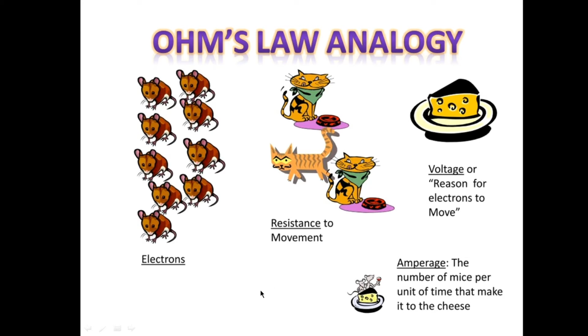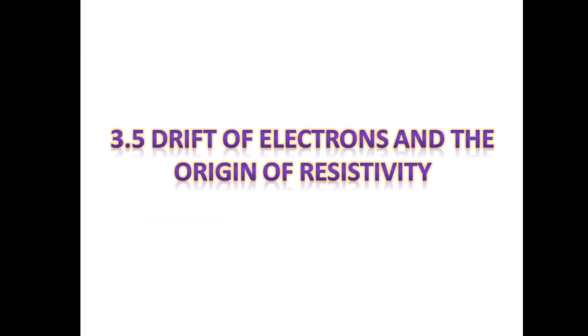Hope you got this analogy and you will remember Ohm's law easily, right? Now the topic we are going to start newly in today's session is the drift of electrons and the origin of resistivity. What do we mean by this drift of electrons, how do we obtain the drift velocity, and how is it connected with the resistivity? That is what we are going to do.